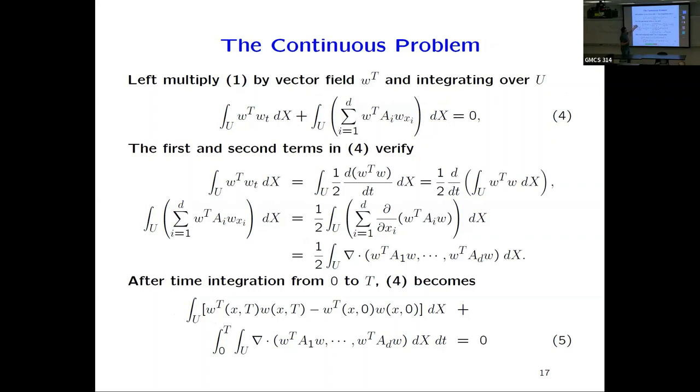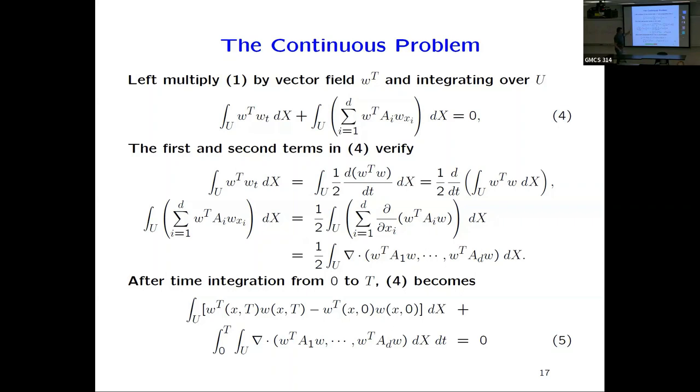So let's take a look at the first term. The first term is of this form, and it could be written like this. Since this is an integral in space, I could put the derivative outside, and I get this. Then the other term has a similar treatment. Again, I could see it as this derivative, and then I could rewrite this one as a divergence. So we have this.